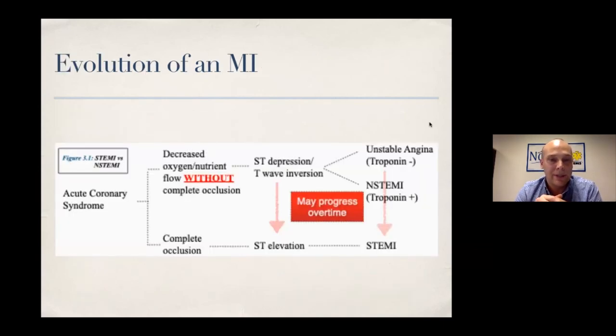There are two types of MI that we all know about: a STEMI and a non-STEMI. Both are considered within the acute coronary syndrome spectrum. A non-STEMI is a decreased or partial occlusion a lot of the time, or it can be caused by a coronary artery spasm that causes decreased oxygen or nutrient delivery to a specific region of the heart, depending on where that artery supplies.